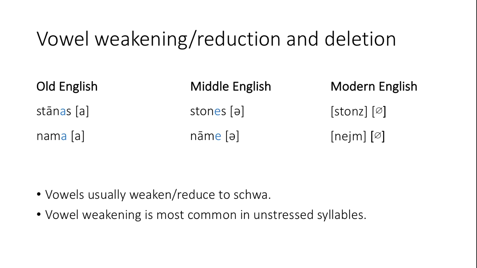And then, as we've seen in the past, unstressed schwa in unstressed syllables often deletes. So for instance, in Old English you had stanas, which meant stones. In Middle English it was stones, and this is the orthography, but it was actually a schwa, so it went from a to schwa. And now in modern English it's stones, so the vowel completely deleted. Same with name. You used to have nama, then it went to nama with a schwa, and then name. So going from a to schwa, or from any vowel to schwa, is weakening, and then it's followed by deletion. And again, this is most common in unstressed syllables.